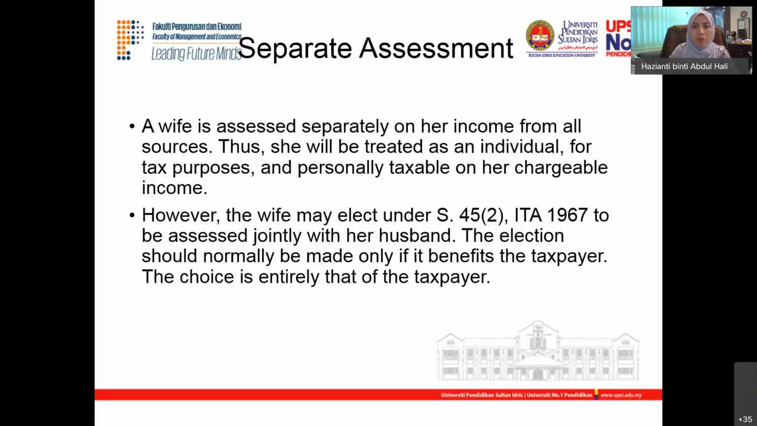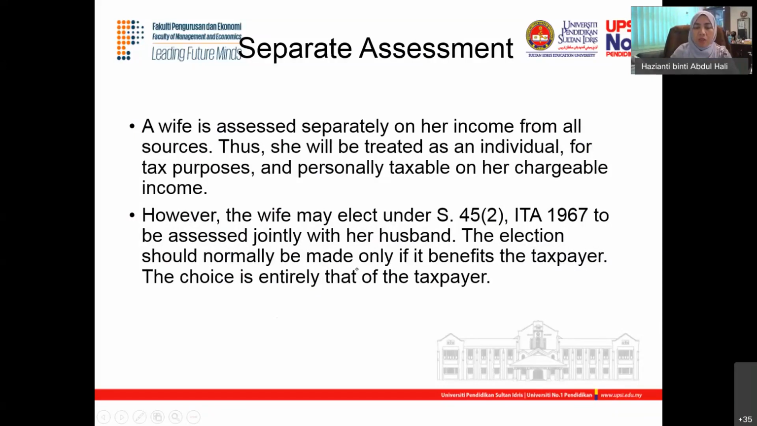Alright, what we have done so far is actually on the separate assessment, okay, which means we assess individually whether it is a husband or a wife as long as they have their own income, okay. So in this case, a wife is assessed separately on her income from all sources. So she will be treated as an individual for tax purposes. However, the wife may elect under Section 45(2) Income Tax Act to be assessed jointly with her husband.